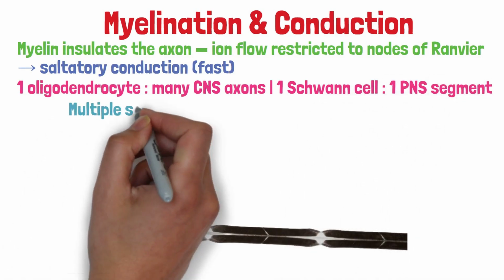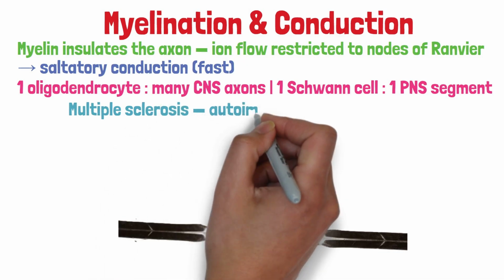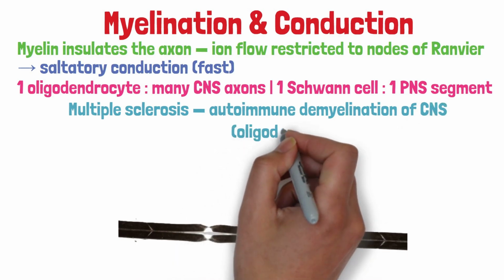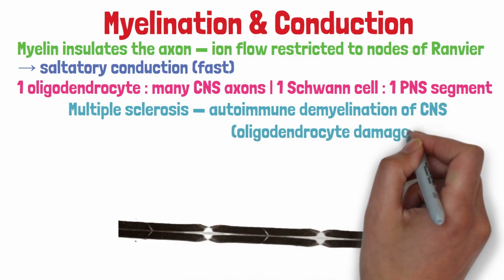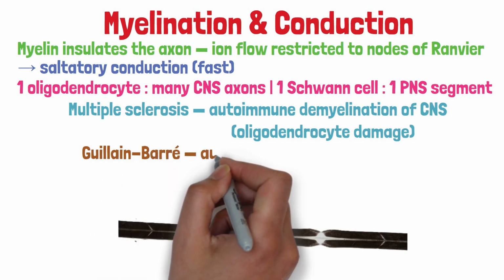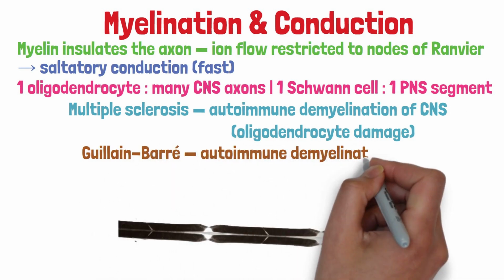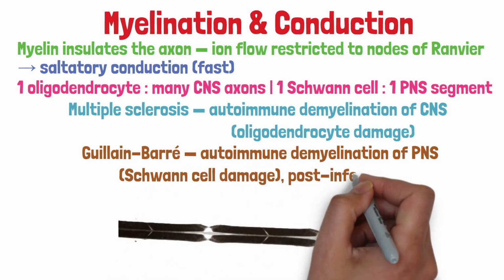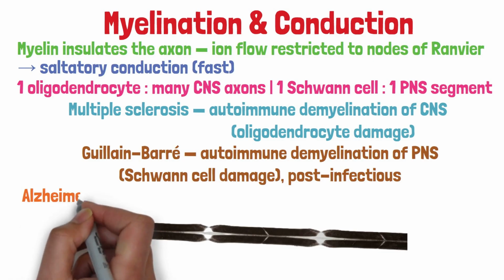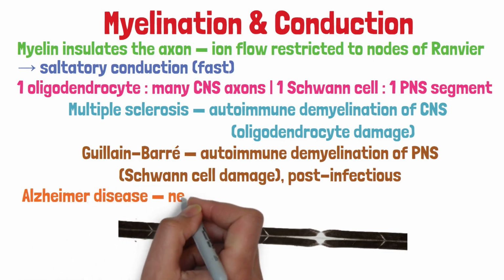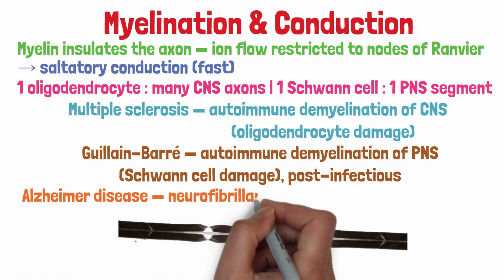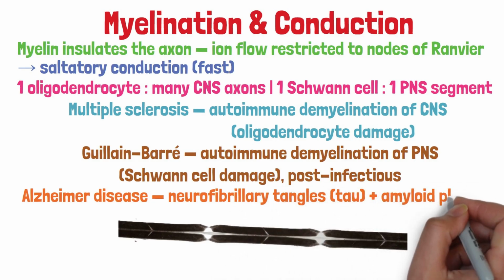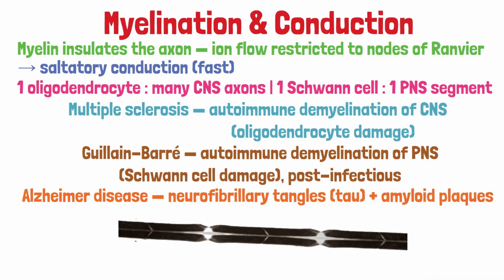When that myelin breaks down, you get demyelinating disease. Multiple sclerosis is autoimmune demyelination in the CNS, driven by oligodendrocyte damage. Guillain-Barré syndrome is the PNS version, autoimmune demyelination targeting Schwann cells, and it's often triggered after an infection. One more nervous tissue correlate worth knowing, even though it's not a demyelinating disease: Alzheimer's disease, characterized by neurofibrillary tangles made of tau protein, along with amyloid plaques.